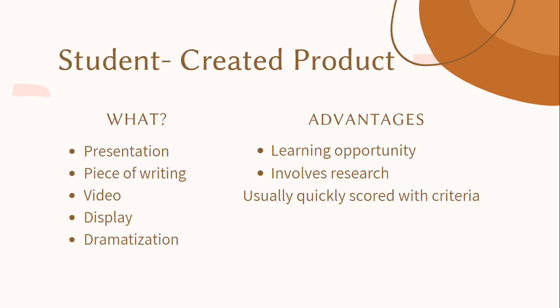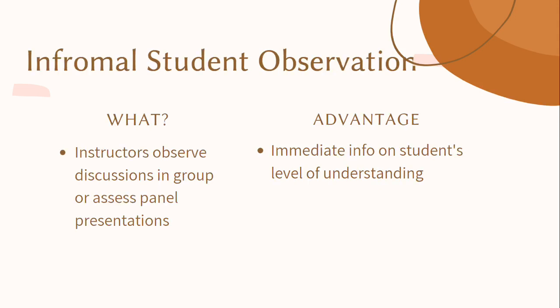Next is student-created product. So on its word product, it is an outcome. So it includes the presentation, a piece of writing, video, display, or dramatization. And on its advantages, it gives a learning opportunity wherein it involves research, and usually it is quickly scored with criteria because it is a product or an outcome. Next is student informal observation. So what does it do? So the instructor here observes discussion in group or assesses panel presentation. And the advantage of this is that it gives immediate information on students' level of understanding.